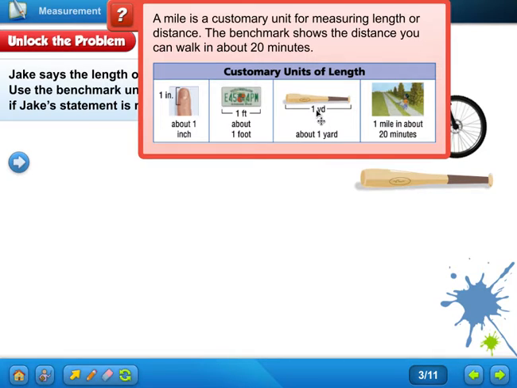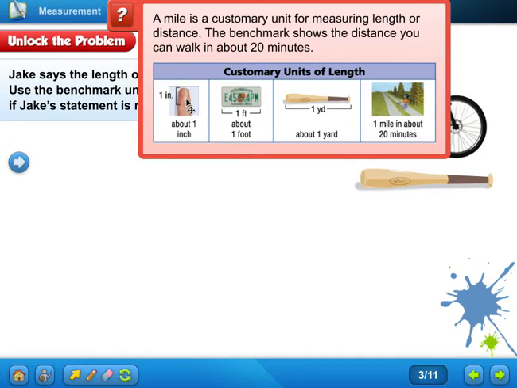A yard is about a baseball bat. And a baseball bat goes up to about your hip. So that would be a yard. And 1 mile is about a 20-minute walk. Walking, you can go about a mile in about 20 minutes.